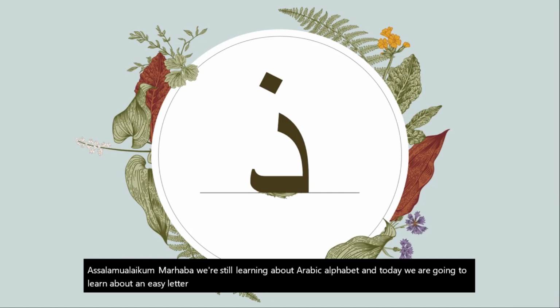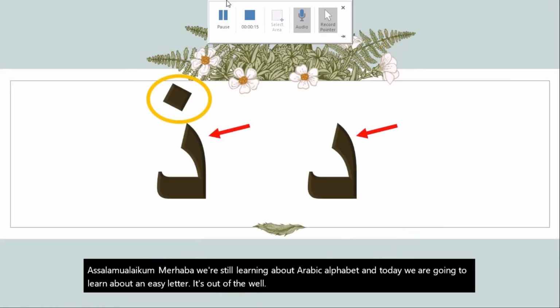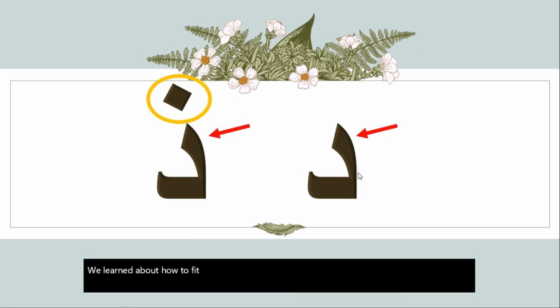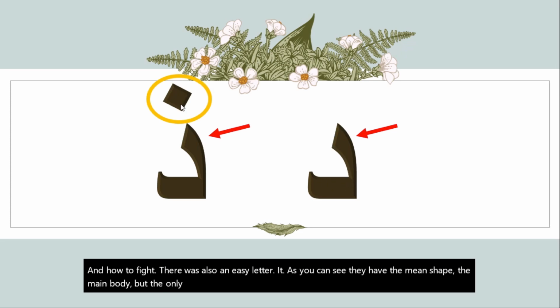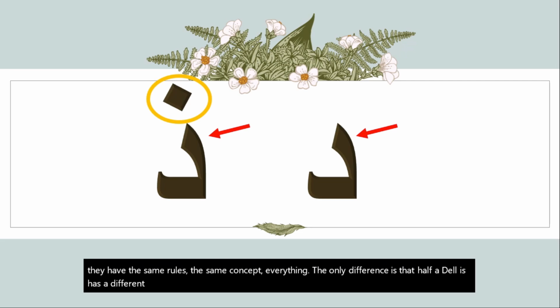It's حرف الذال. If you remember from last time, we learned about حرف الدال. It's twin. And حرف الدال was also an easy letter. As you can see, they have the main shape, the main body. But the only difference is that حرف الذال has a dot above. Of course, they have the same rules, the same concept, everything. The only difference is that حرف الذال has a different pronunciation and it has a dot above.